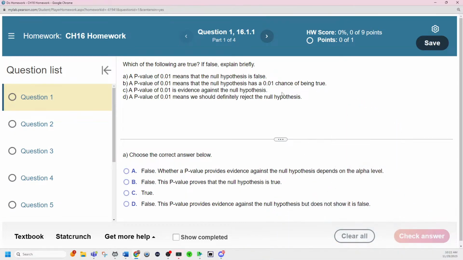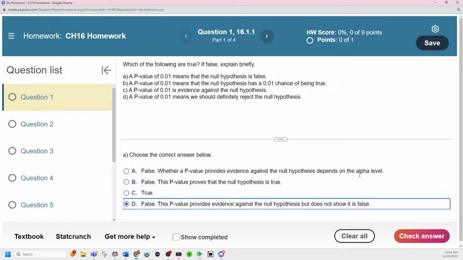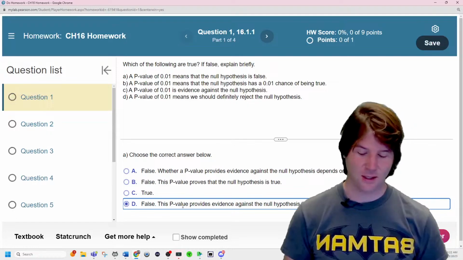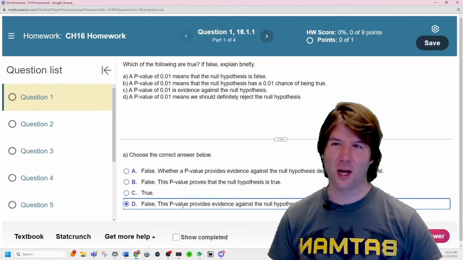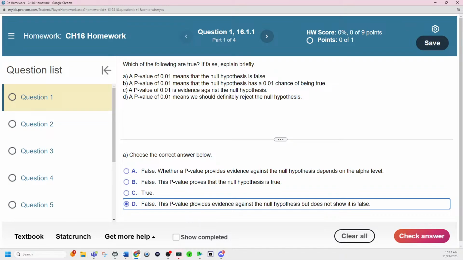So false, whether the p-value provides evidence against the null depends on the alpha. That should be right there. Provides evidence against the null, but it didn't show us. So this is interesting. The p-value provides evidence against the null, but it does not show it's false. If you've already clicked, I'm very sorry about that, but we don't show the null is false. We just have evidence against it. So they're kind of blending two topics right here.